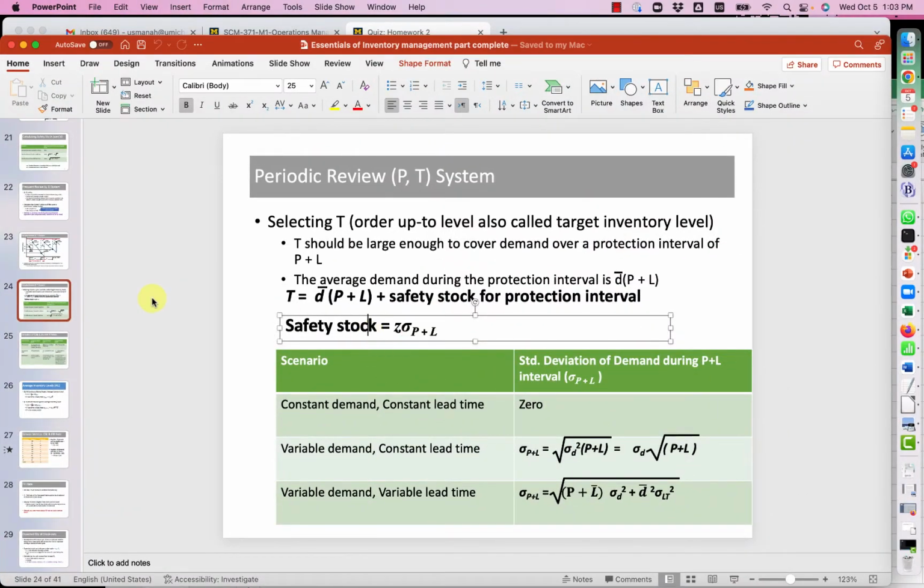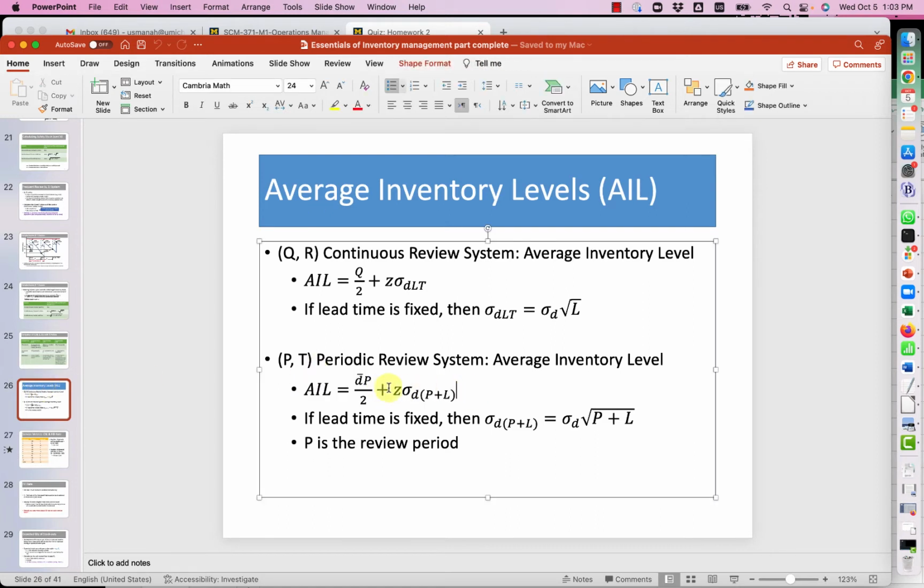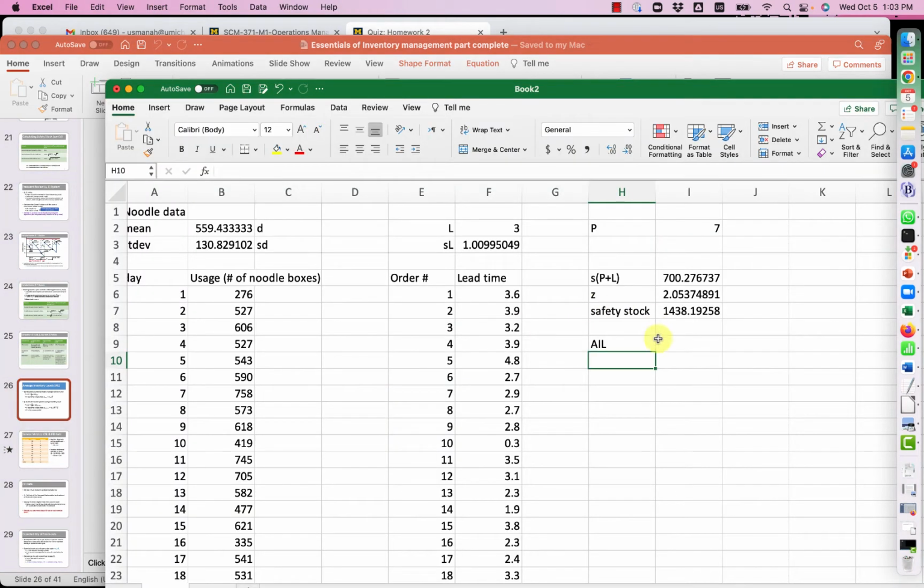If we go to slide number 26, average inventory level is given as average demand times P over 2 plus the safety stock, which we just calculated. So we take the average demand times P divided by 2 and add the safety stock to that, and that's our average inventory level. We have to calculate T as well, and the annual holding cost.